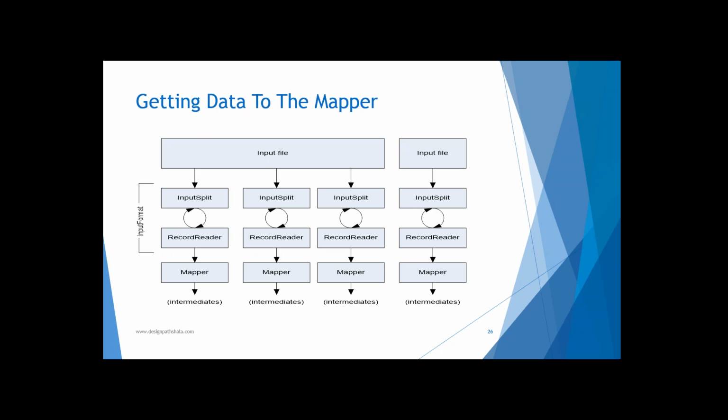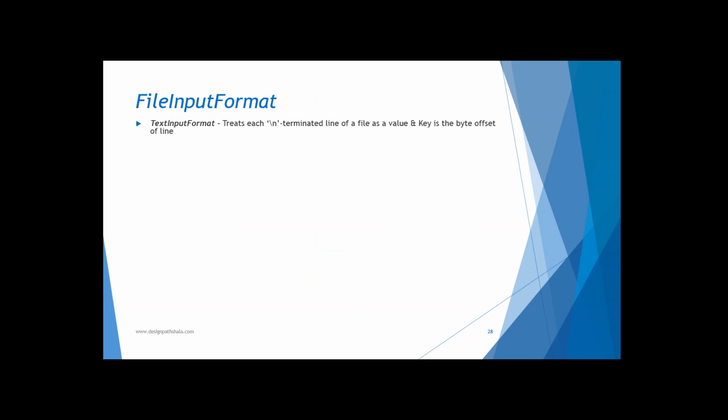The default one is text input file format, and there's a record reader associated to input file format. So that record reader basically reads record by record from your input split. Input split is nothing but a logical division of your data. So the default ones are there, and also there are some implementations for input file format which we discussed over here. The text input format is the default one.